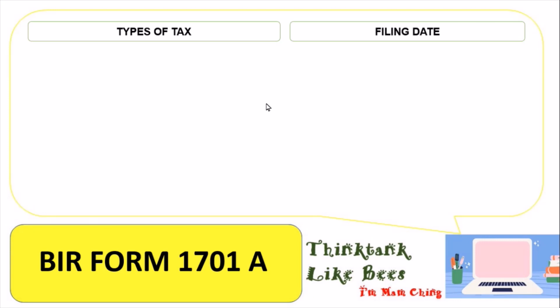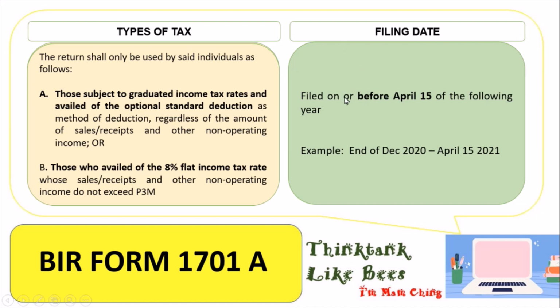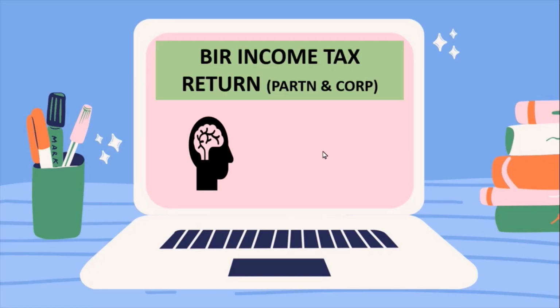Next we have BIR Form 1701A. This is an annual tax return for individuals earning income purely from business or from profession, those under the graduated income tax rate with OSD as mode of deduction, or those who opt to avail of the 8% flat income tax rate. Filing of BIR Form 1701A is on or before April 15 of the following year. The example again is, if it ends on December 2020, then you need to pay it on April 15, 2021.